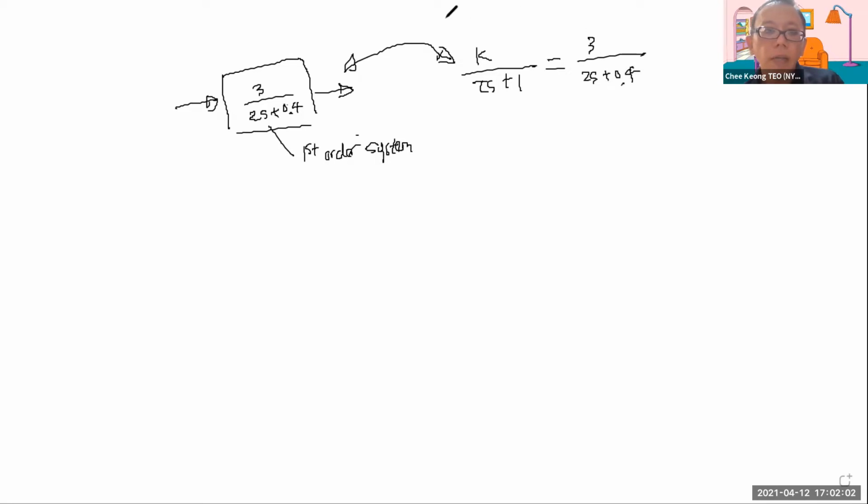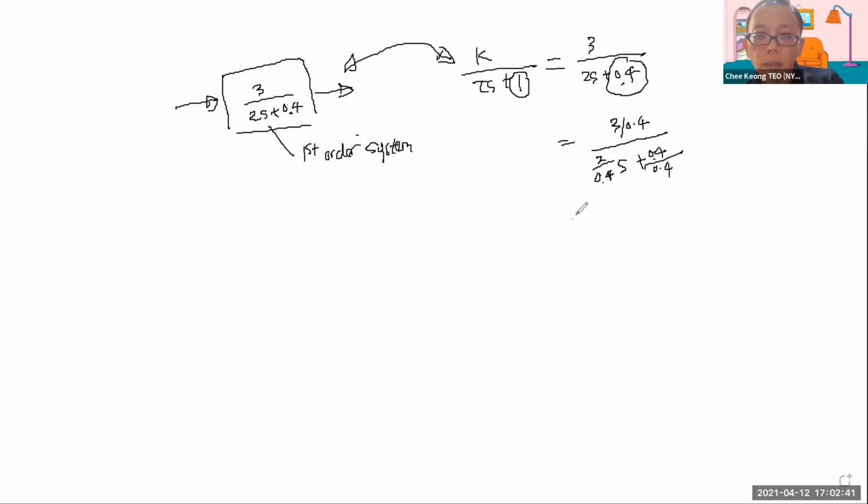Straight away, if I look at it, I cannot equate because this is 1, this is 0.4, right? So of course 1 cannot equal 0.4. So I must do something to this 0.4. In order to change that to 1, I have to divide all the terms by 0.4. So I divide the top by 0.4, and divide the 2 by 0.4, and I divide the 0.4 by 0.4.